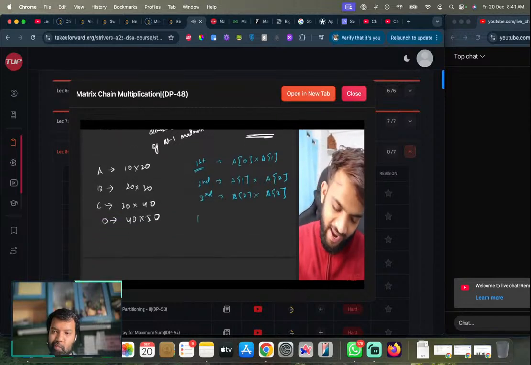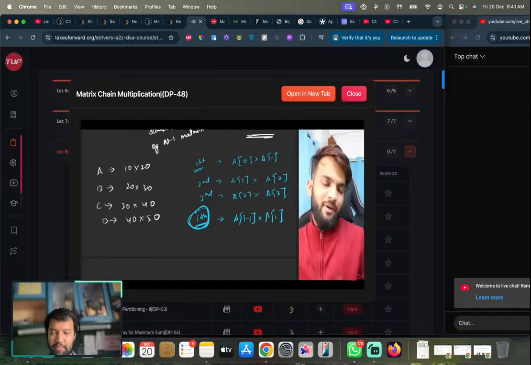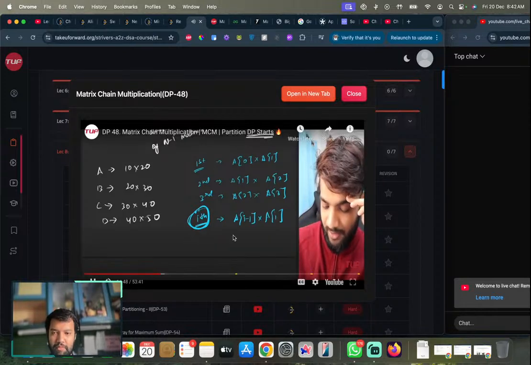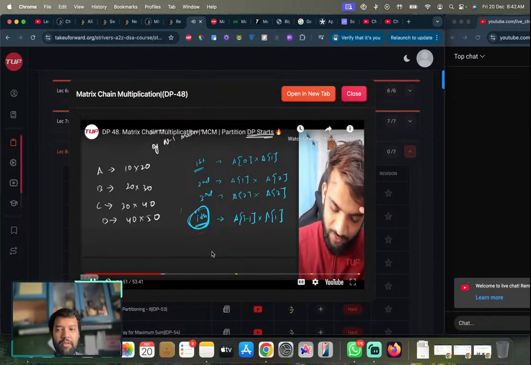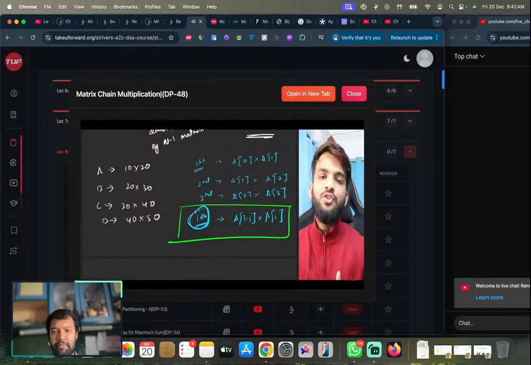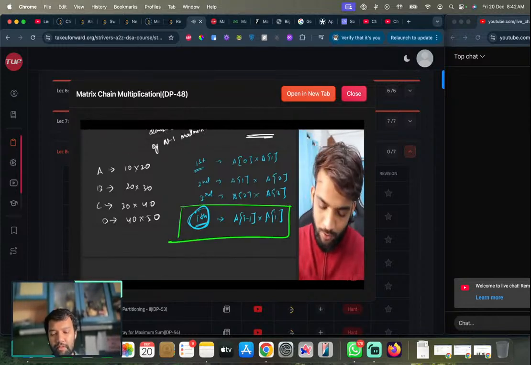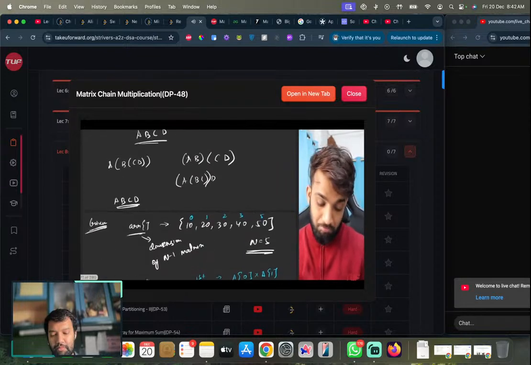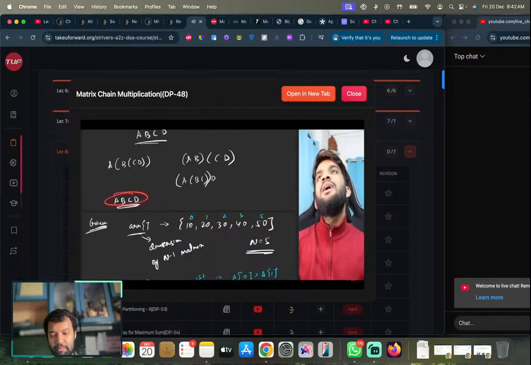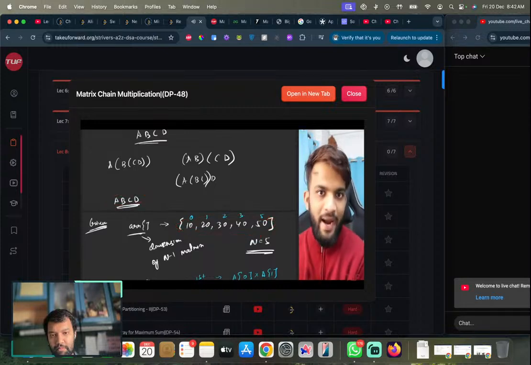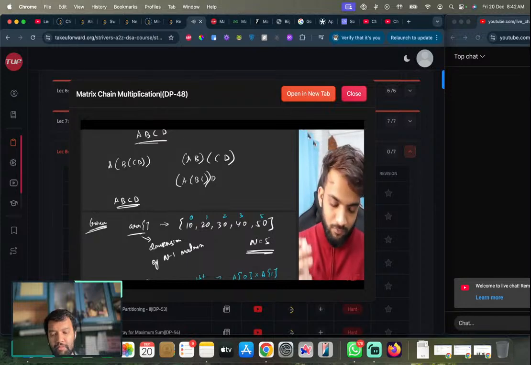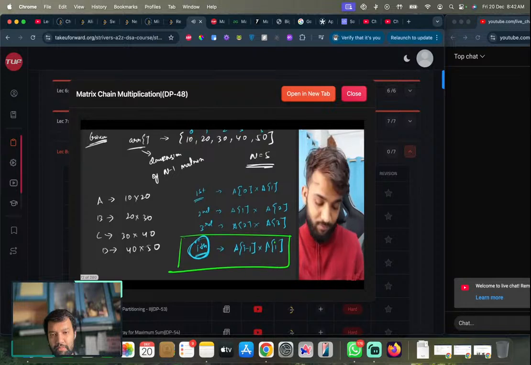Thereby, for any given input, the ith matrix will have a dimension A of i minus 1 into A of i. Makes sense. So the dimensions are given in this way. You will be given these dimensions, and you know the number of matrices is 4. Tell me the minimum number of operations required in order to multiply these matrices. This is the question. I hope you have understood it.